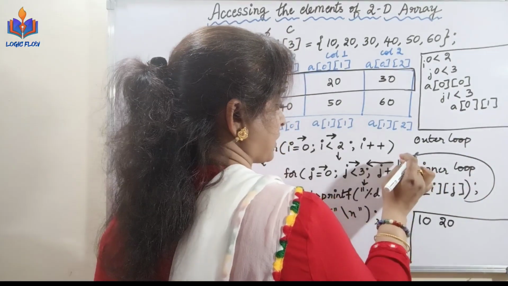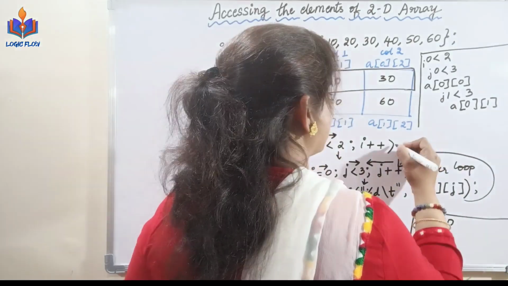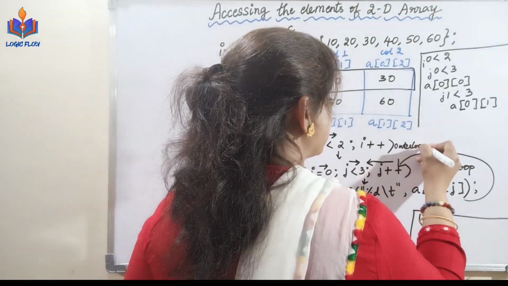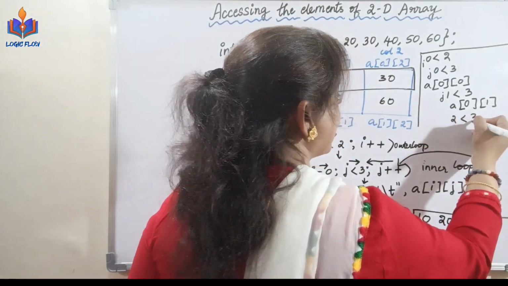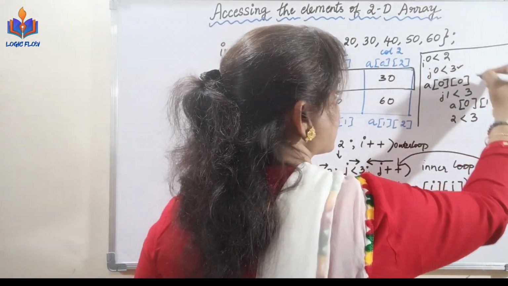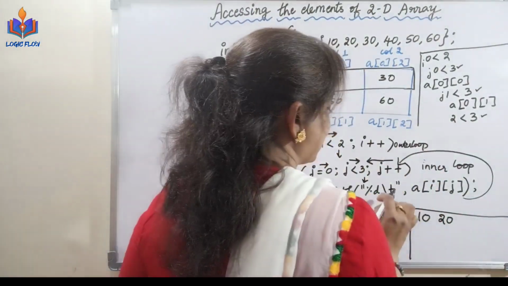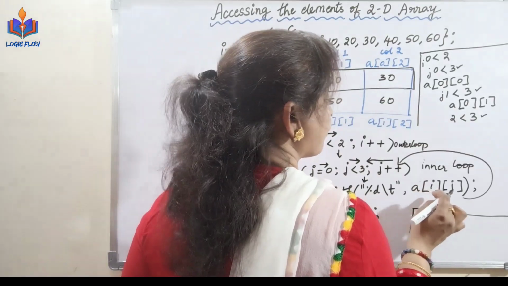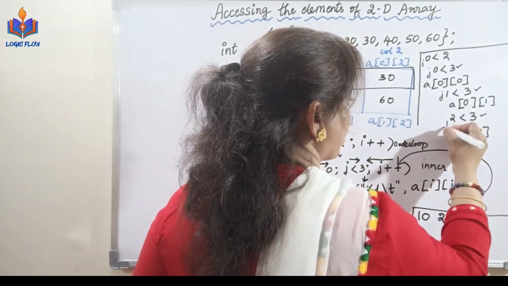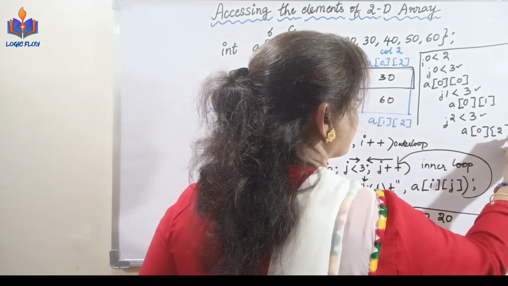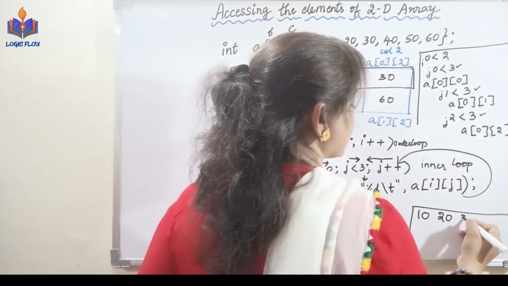Then again take a loop progress. Again j gets incremented. So what will be the j value? J becomes 2. 2 less than 3? Yes. Again the condition is true. Execute this immediate statement, which prints an integer that is in the index reference of A of ij. That is A of i, which means it is 0 only. J is 2. A of 0, 2. That is row 0, column 2, which is 30.